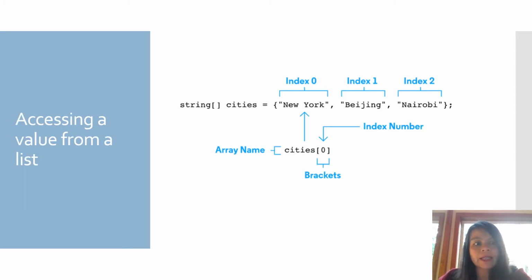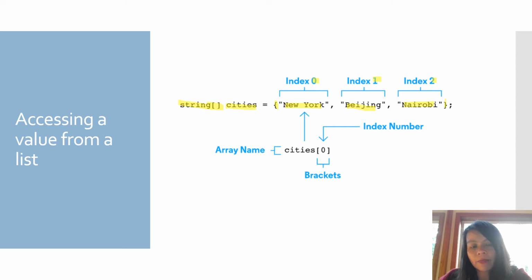So, accessing a value from a list. Here we have an array, which is of string data type, and the array's name is cities. These are the values inside the curly brackets. At index 0, you have New York. At index 1, you have Beijing. And index 2, you have Nairobi.